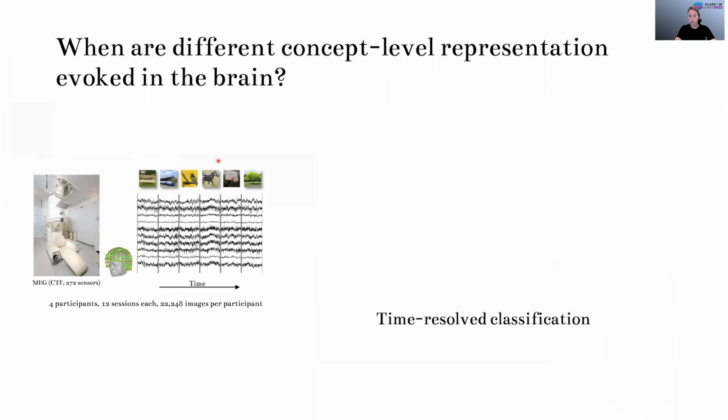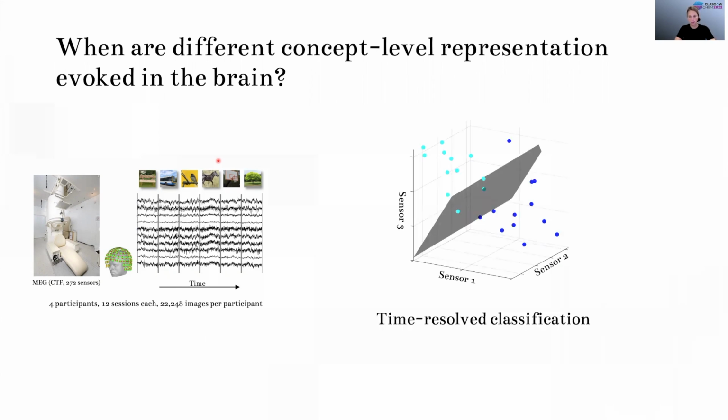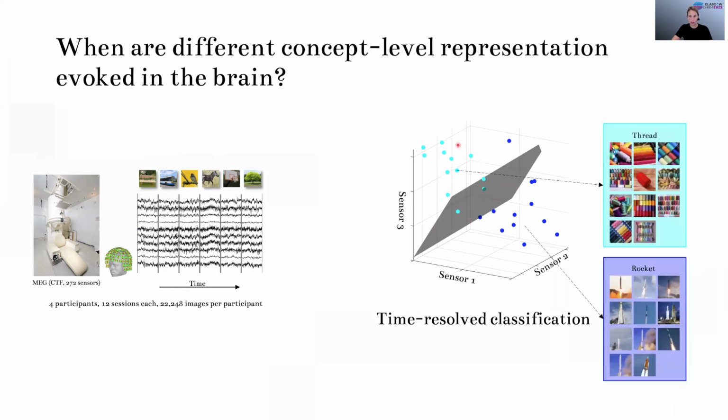To do this, we can run time-resolved classification analyses, where we extract sensor pattern activations at every time point. Then we can train a linear classifier that best distinguishes between the classes. In this case, the light blue dots might represent trials where the participants saw images of threads, whereas for the blue ones, they saw images of a rocket. We can then take independent data and test how well the classifier can predict from the brain data alone what image the participant is looking at.